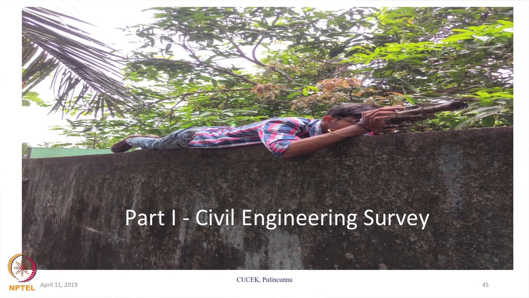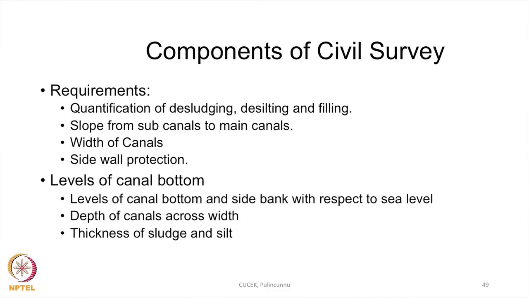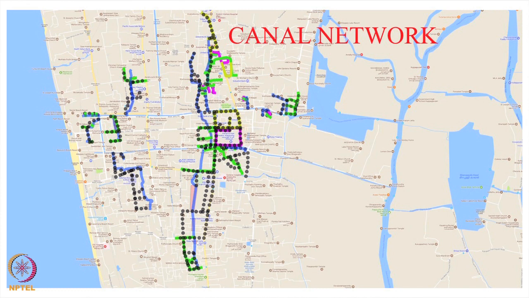And so drain mapping was the first one I told you. You go with the tracker, and then these are point sources of pollution which you can mark. You can take a photograph also and upload it. So this is the first element. Components of the civil survey: slope, width of the canal, sidewall protection, bottom, depth of canals, thickness of sludge. So these are the various canals that we have marked.